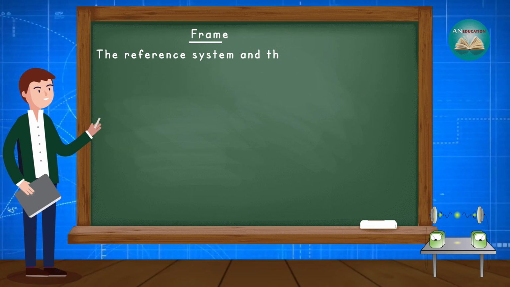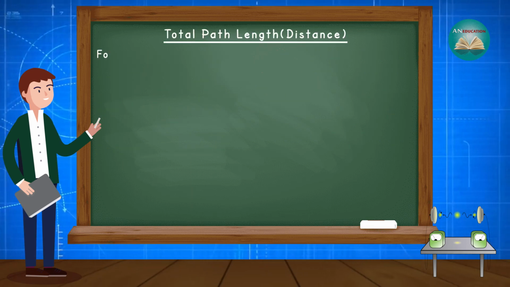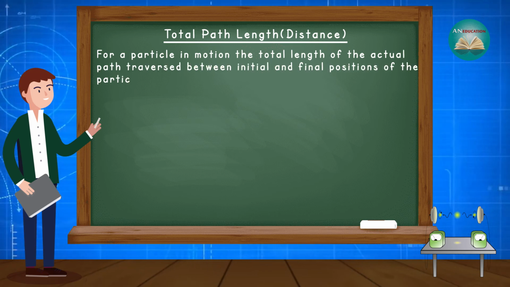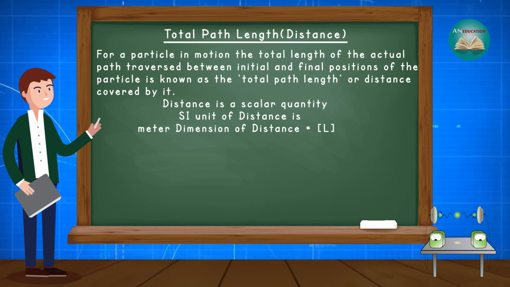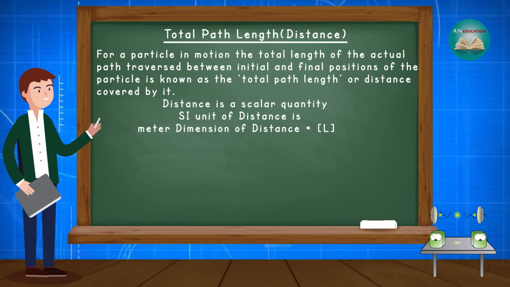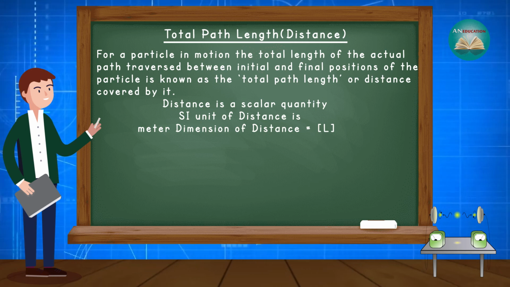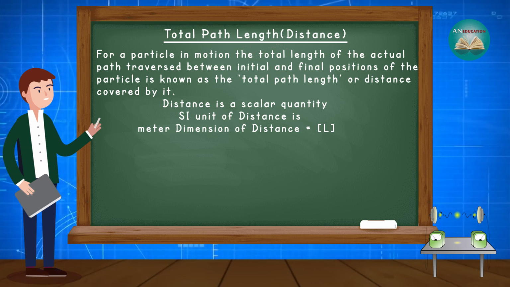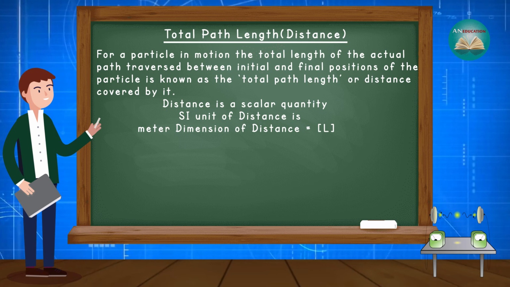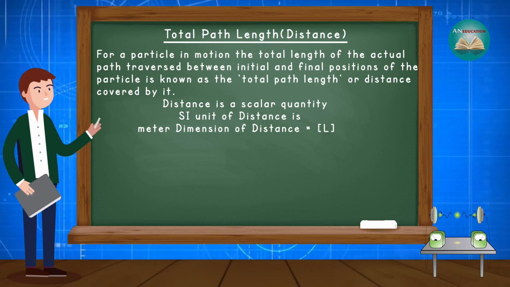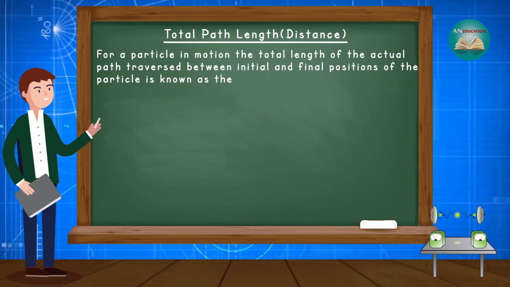After that, let's discuss total path length or distance. For a particle in motion, the total path length of the actual path traversed between initial and final position of the particle is known as the total path length or distance covered by it. Distance is a scalar quantity. The SI unit of distance is meter. The dimension of distance is [L].